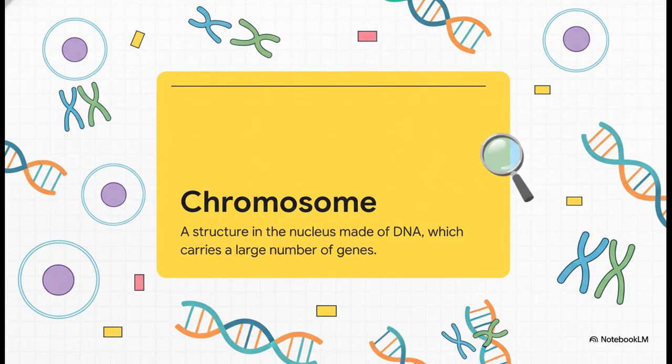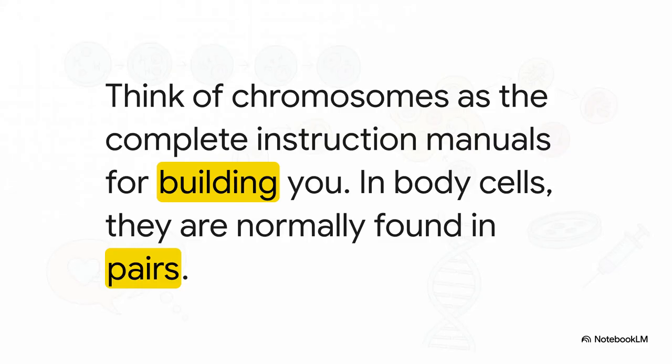Super important. Inside the nucleus of a cell, you find these structures called chromosomes, and they're basically long, coiled-up molecules of DNA. And a key thing to remember, and the exam boards love this detail, is that in our body cells, they're normally found in pairs. To make this really simple, just picture a chromosome as a complete instruction manual for building you. It's that straightforward. And your body has 23 pairs of these manuals tucked away in almost every single one of your cells, telling each part exactly what to do.